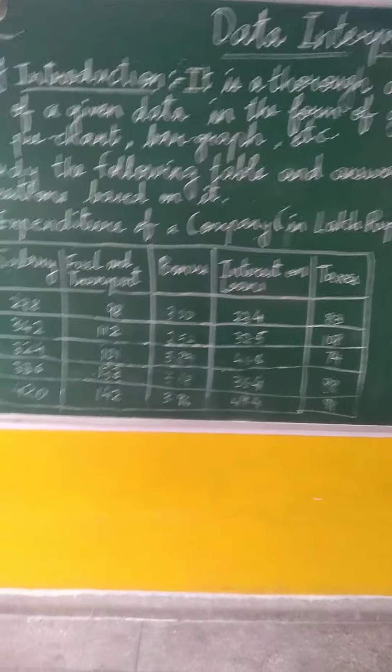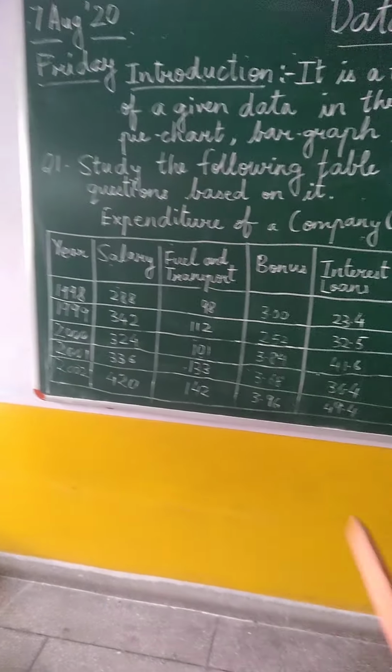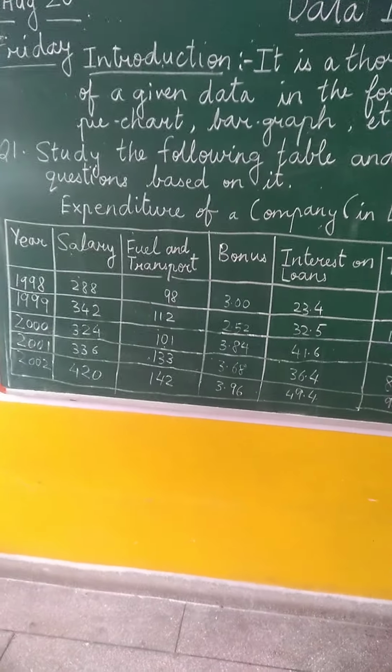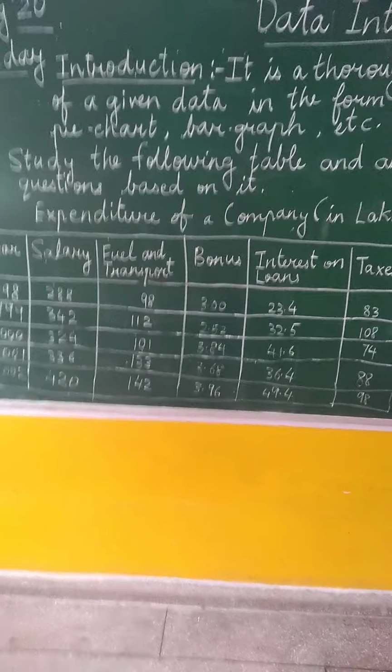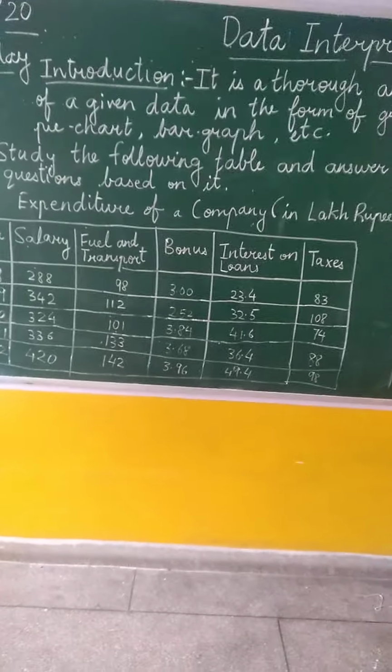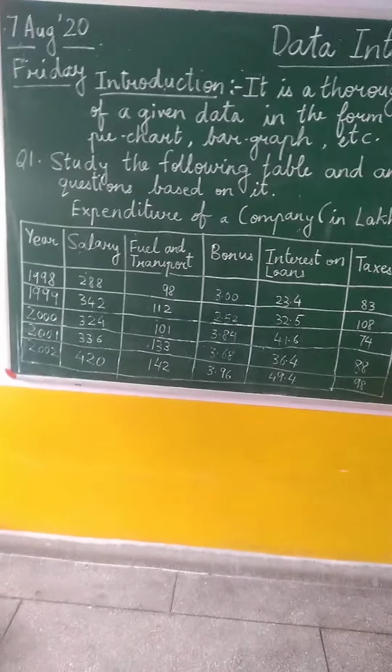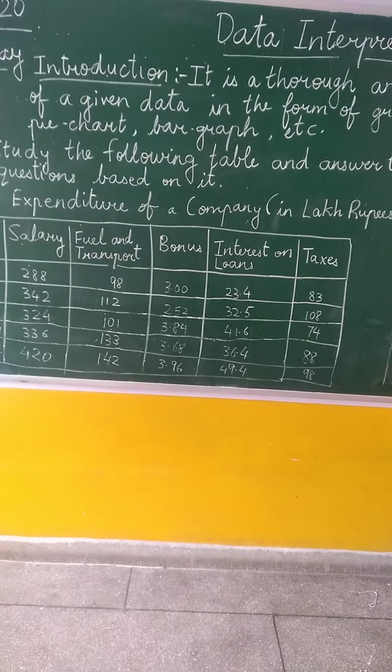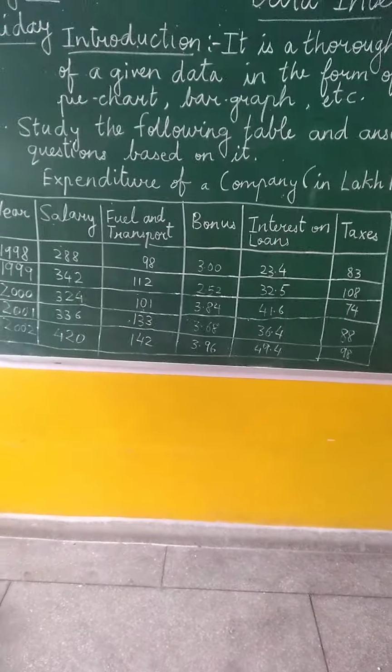So you will be given an information. It can be in the form of table. It can be in the form of pie chart, that is circular in part. It can be in the form of bar graph. So from that given data, what you have to do is you have to analyze the data. How to analyze the data? For example, what all are there?